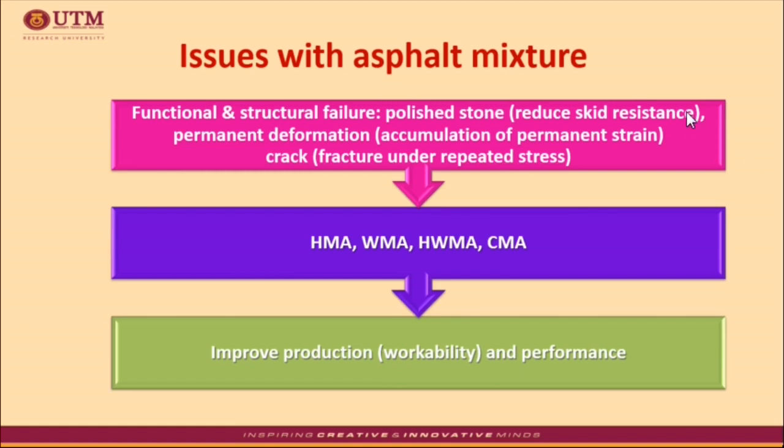For example, the rutting problem as a result of accumulation of permanent strain, and cracks that refer to fracture under repeated stress, such as fatigue cracking and low temperature cracking. The second type of failure is a functional failure. It occurs due to pavement roughness or stone polishing that could reduce the skid resistance and make the pavement unable to carry out its intended function without causing discomfort to the drivers or imposing high stresses on vehicles.